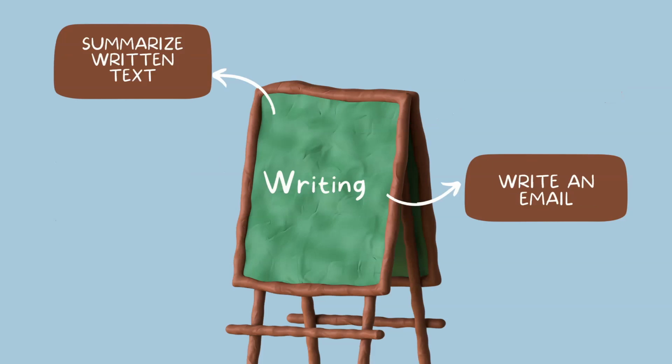Next is the writing section. It is different from PTE Academic. First task is the summarize written text. In PTE Core, word limit is 25 to 50 words.